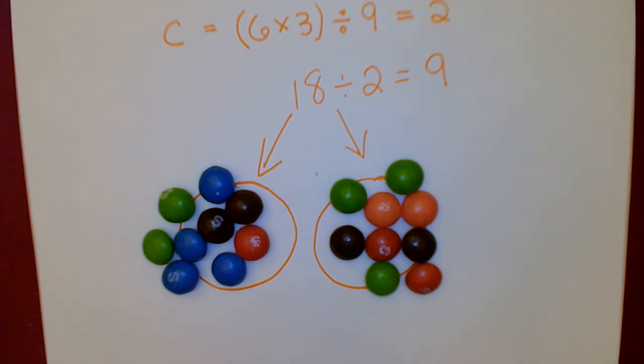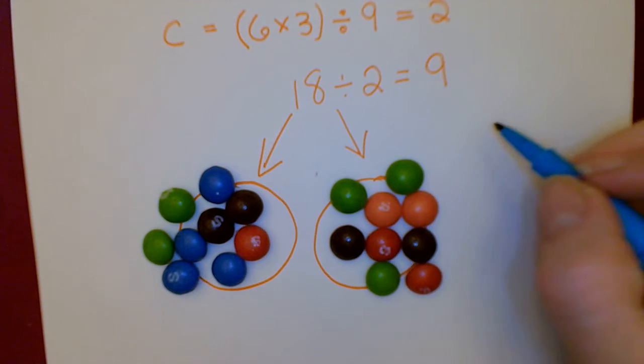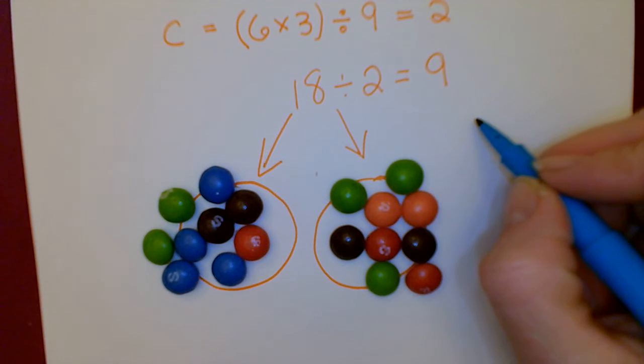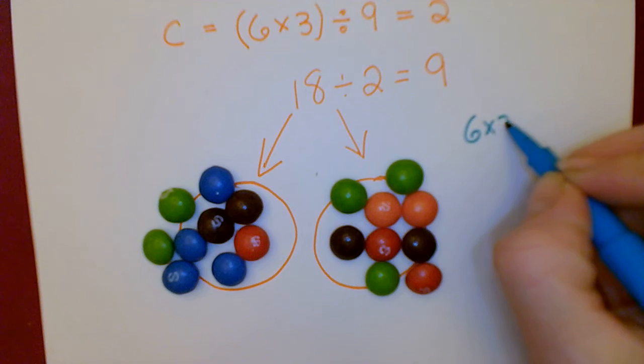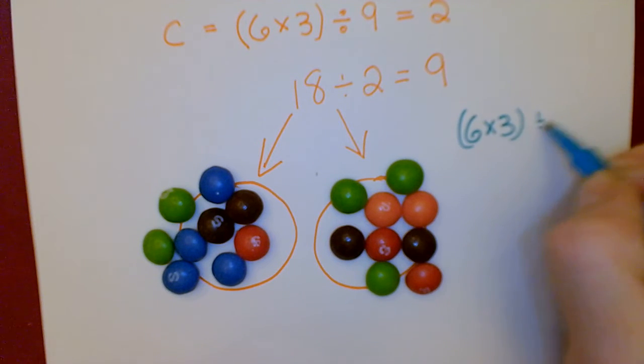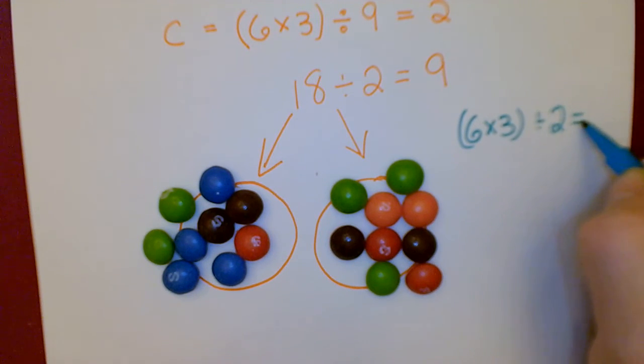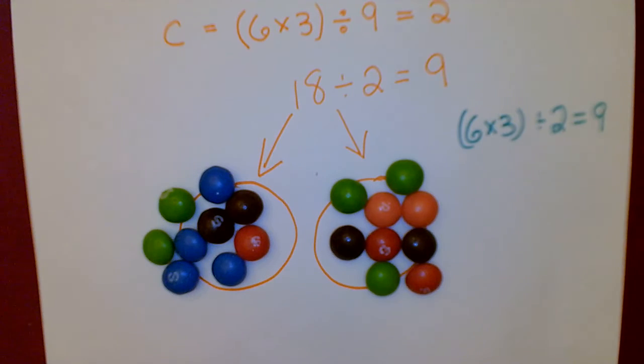And if I wanted to write that as an entire equation, I would start the same, that my total was 6, 3 times. But this time I divided it into 2 equal groups. So each group had 9. I'm just showing what I'm doing, step by step.